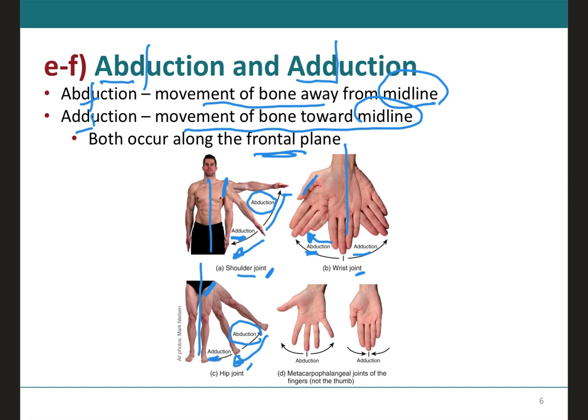With regards to the digits, you can have abduction when you spread your digits out. And when you bring them back in close to each other, you're causing adduction. And on the digits, this will occur between your metacarpal and your phalange. However, we don't include the thumb because the thumb will be a different type of joint, as it is a saddle type of joint, and we'll talk more about this later on.